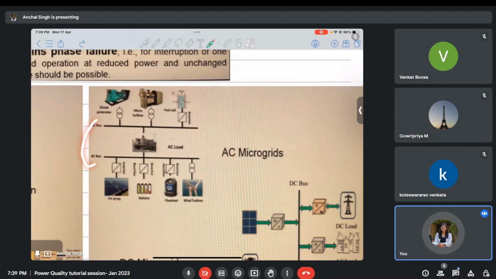So the wind field is generating AC supply. This AC supply I will create AC buses, and through that AC buses I will connect it to different kinds of loads which is present. This is an example of AC microgrid.